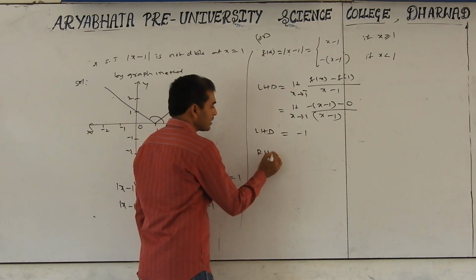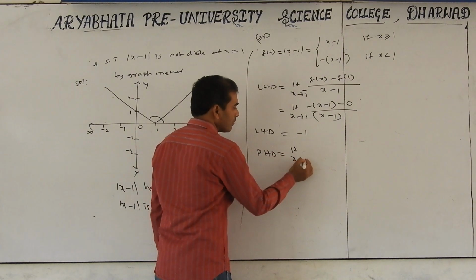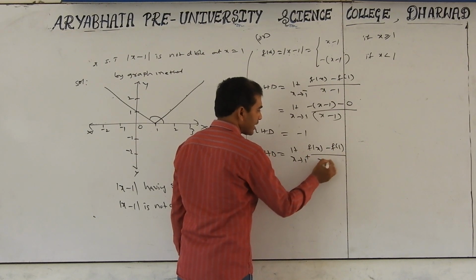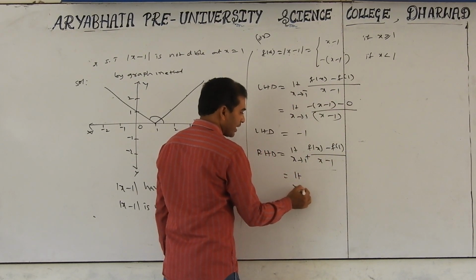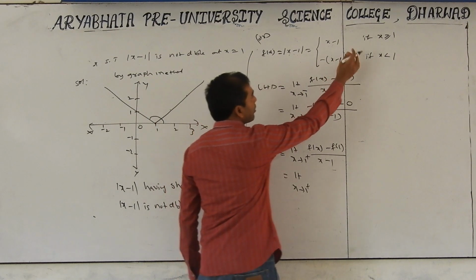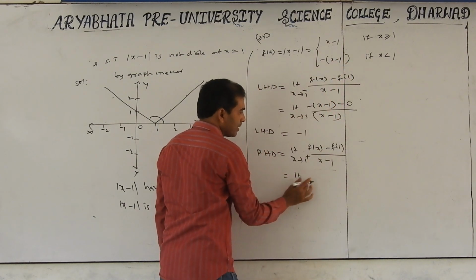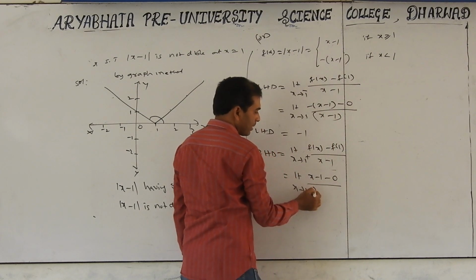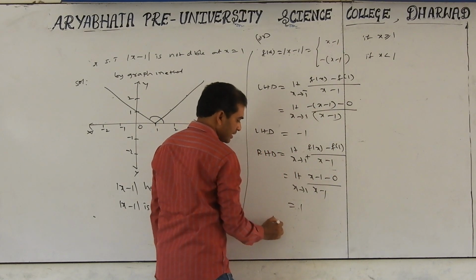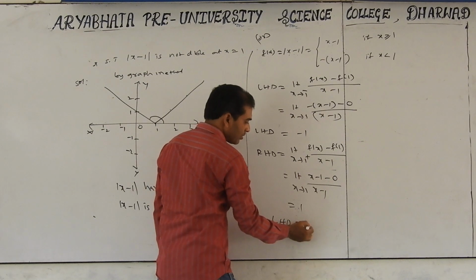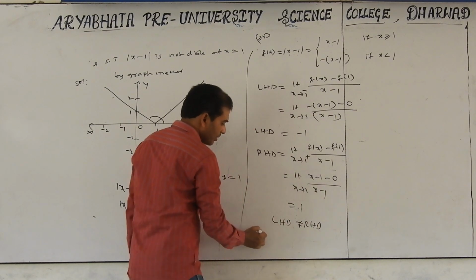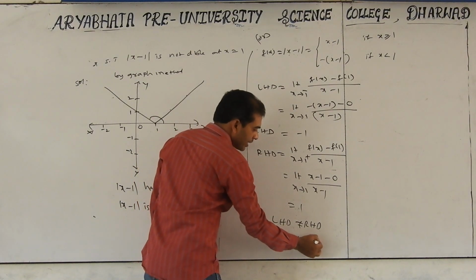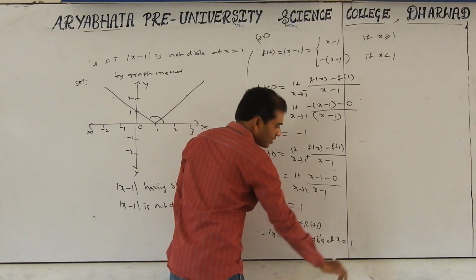Next, RHD. Limit of x tends to 1 plus of f of x minus f of 1 by x minus 1. Limit of x tends to above 1, mod x minus 1 equals x minus 1. F of 1 is 1 minus 1, 0, by x minus 1, they get cancelled. LHD is not equal to RHD. Therefore mod x minus 1 is not differentiable at x equal to 1.